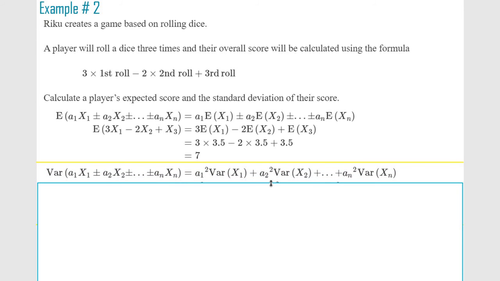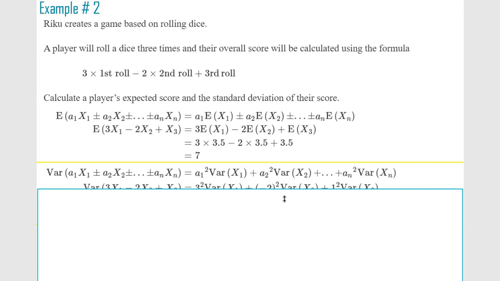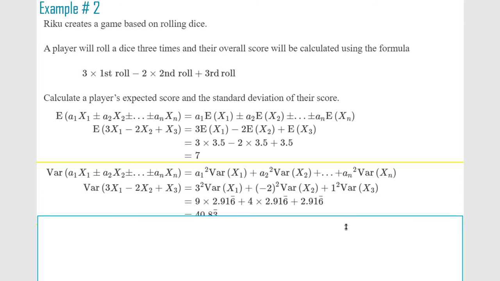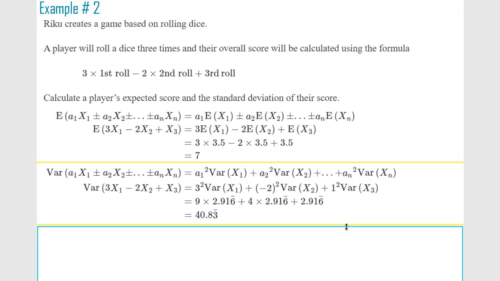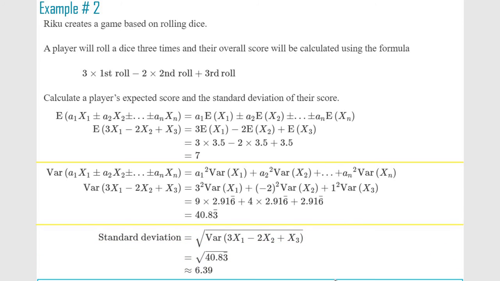All right, then we do the same thing for variance. However, you have to remember with variance, you have to square the number that you are multiplying. So instead of doing just 3 times, we do 3 squared. -2 becomes -2 squared. And of course, 1 squared is just 1. So the variance changes to this, which means the standard deviation is the square root of that. Okay, that's how we can show it mathematically.